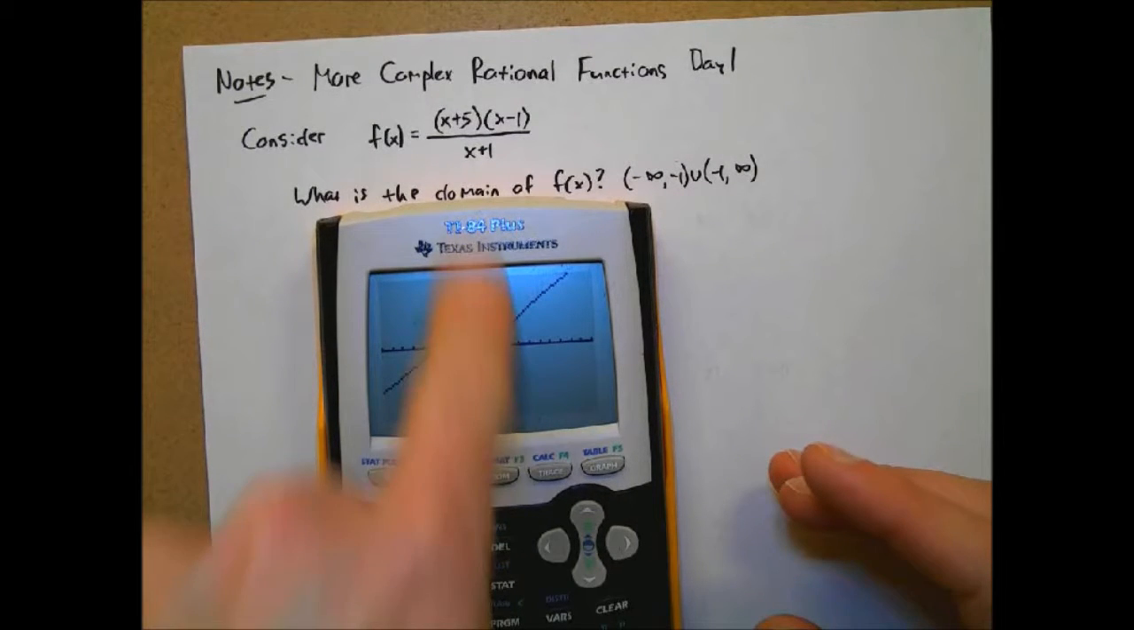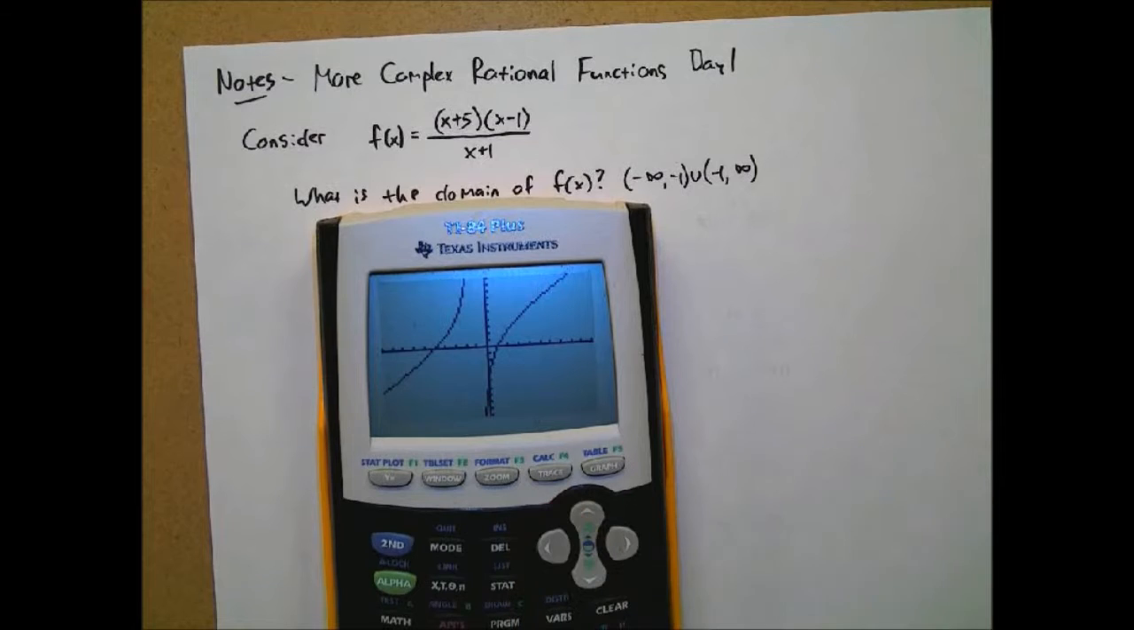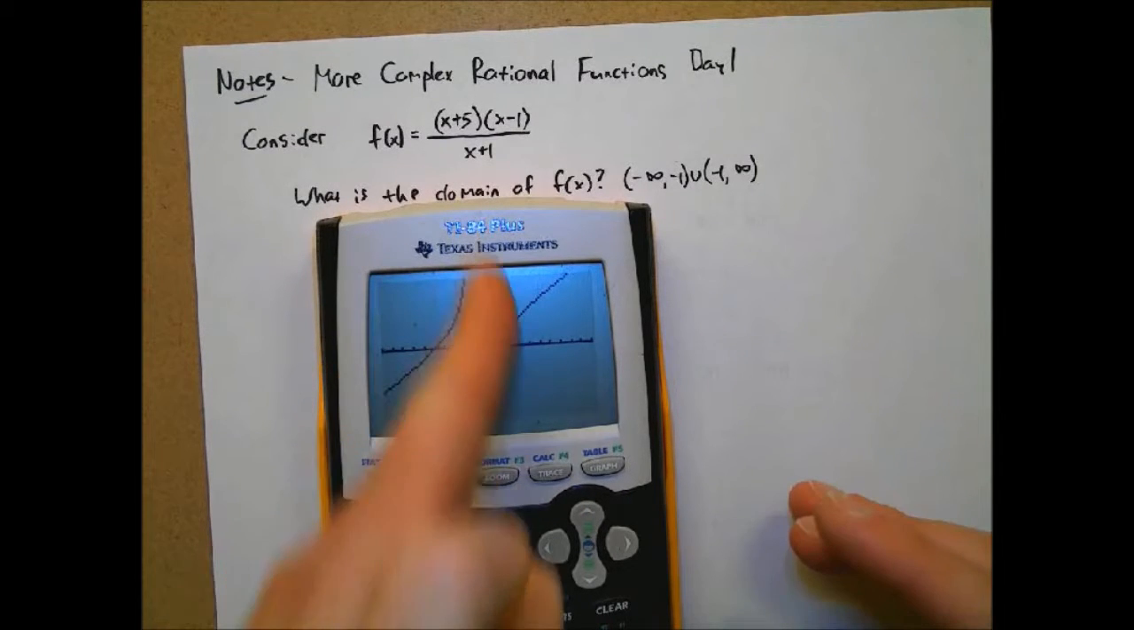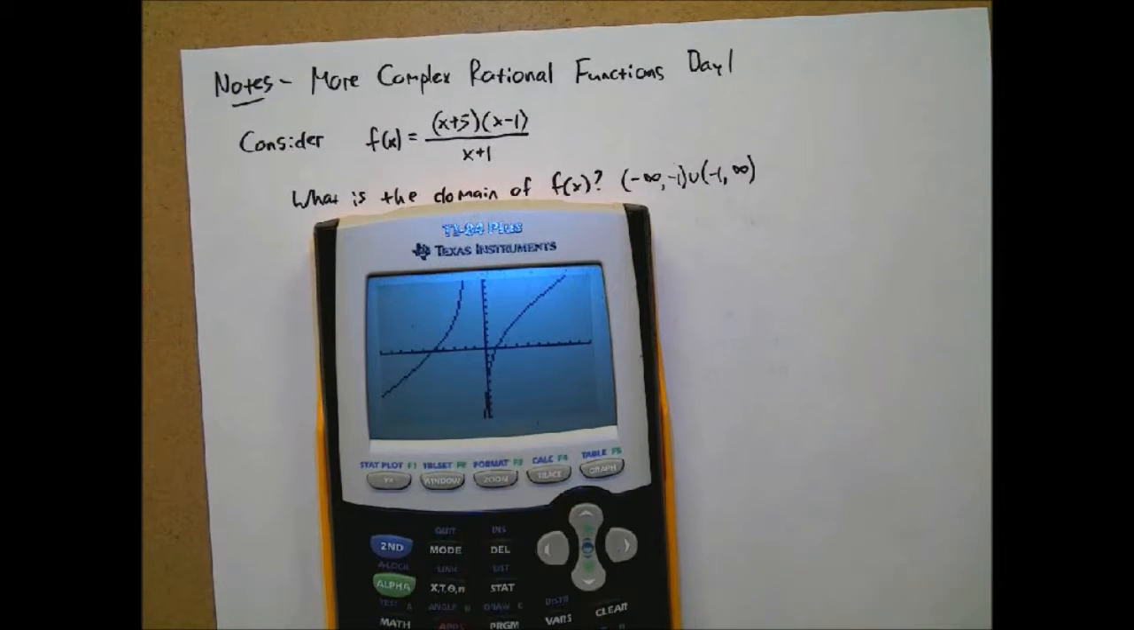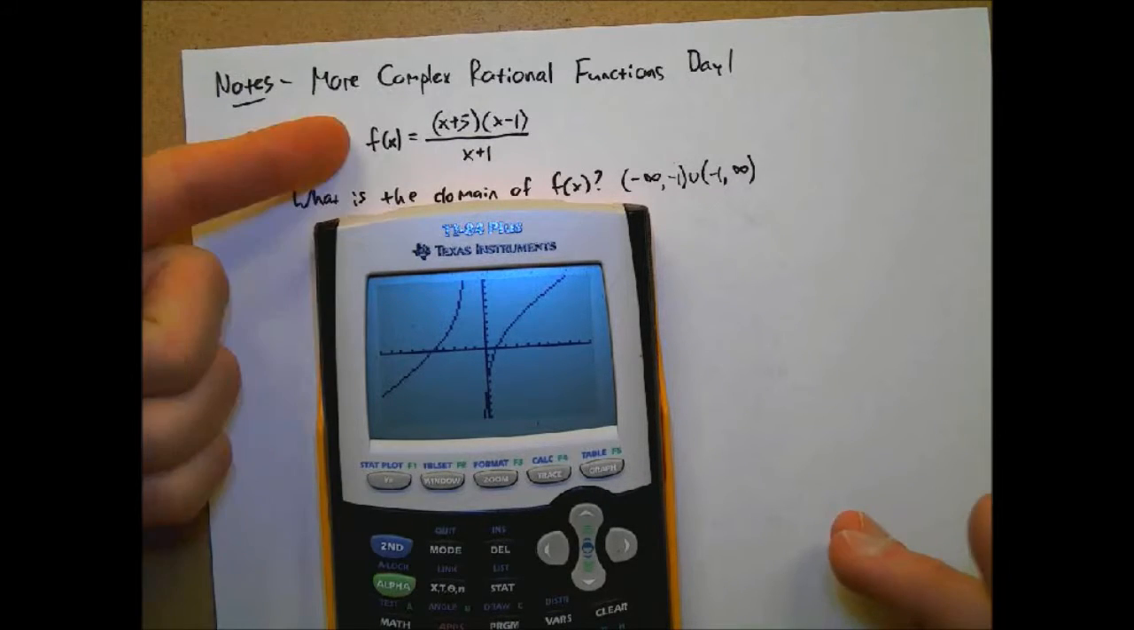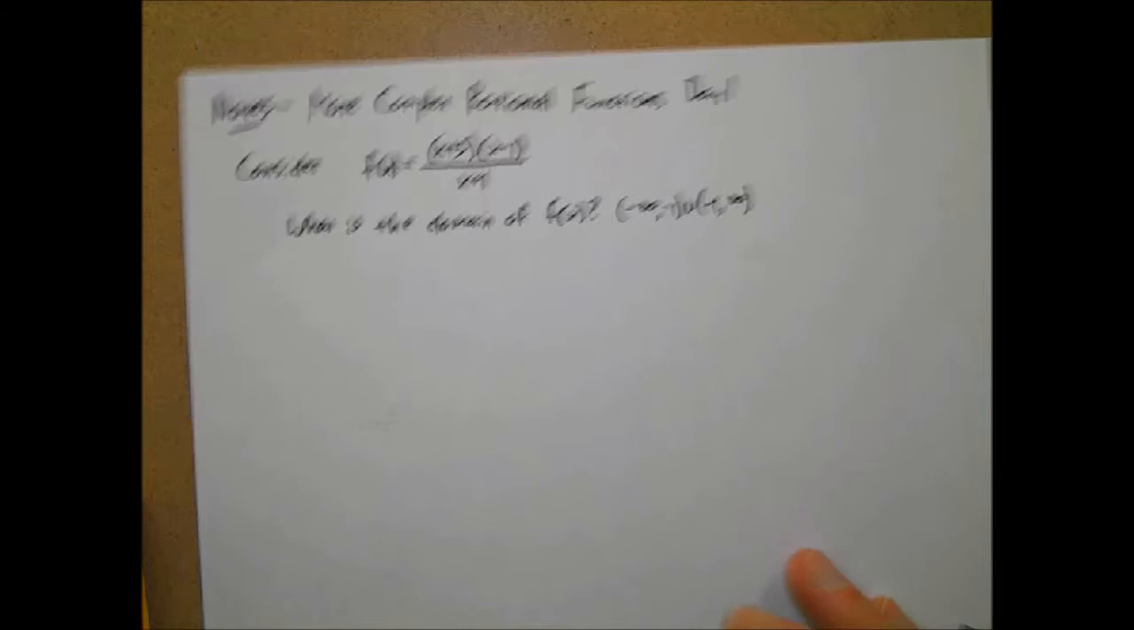We have a vertical asymptote, right? It shows up visually as a vertical asymptote. Okay, that not being able to have -1. So did we have to graph this function to determine its domain? Do we have to graph it?